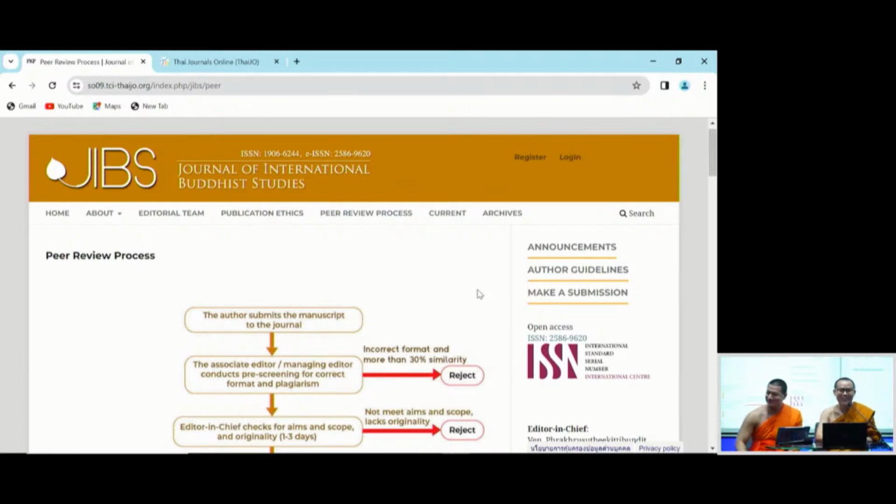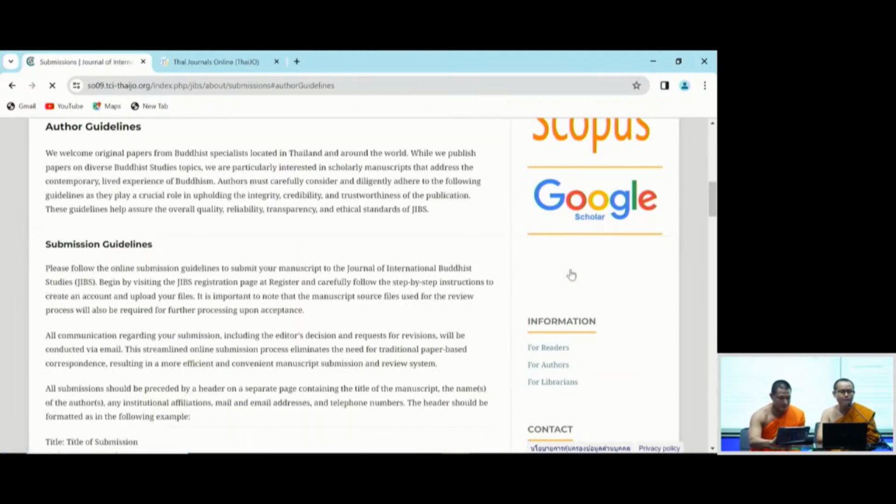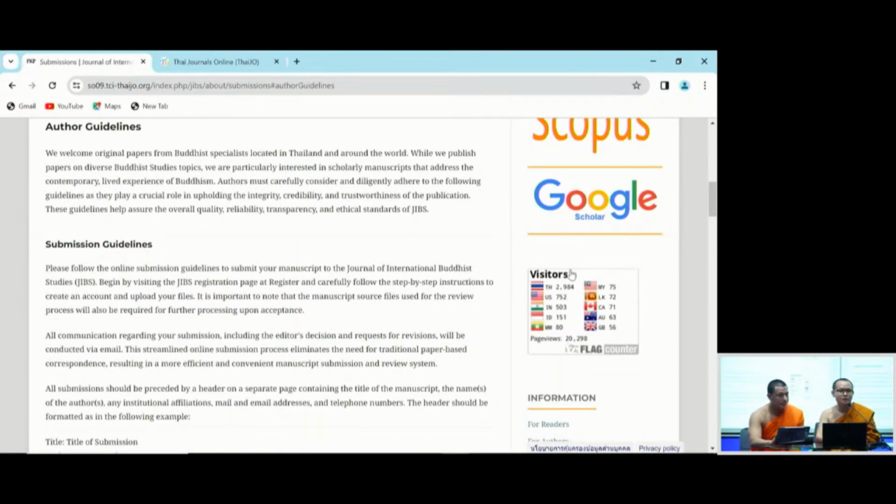Another thing that I would like the author or the student to do is read the information before publishing the article in JIP. The guidelines are the most important. Most important. Yes, please read all the guidelines.